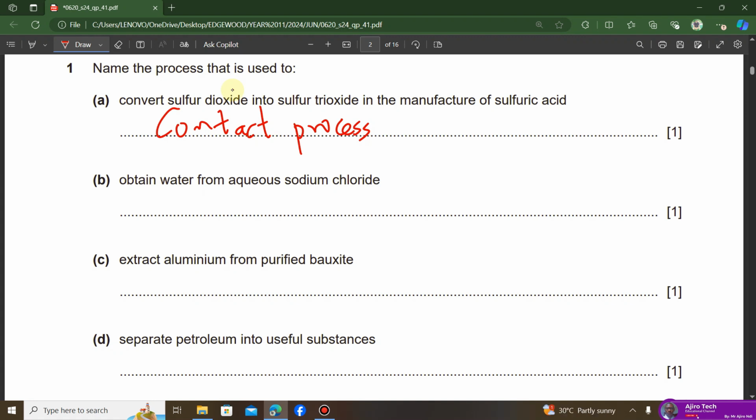The second one is you obtain water from aqueous sodium chloride. Distillation is used here to obtain water from aqueous sodium chloride. To extract aluminium from purified bauxite, that is electrolysis, and we always say that it is the most preferred process because aluminium is more reactive than carbon, so you cannot use the blast furnace method for this.